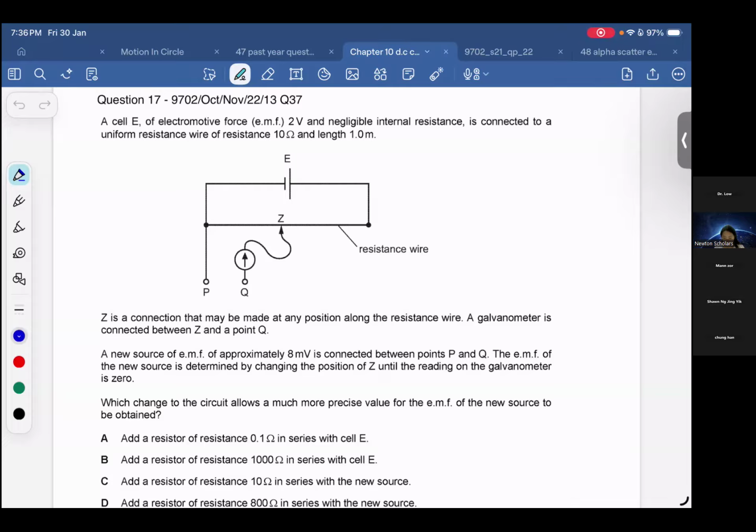Boys and girls, you try to solve it and then tell me your answer. Type your answer in the chat box, then I will explain, okay? So try this question number 17.